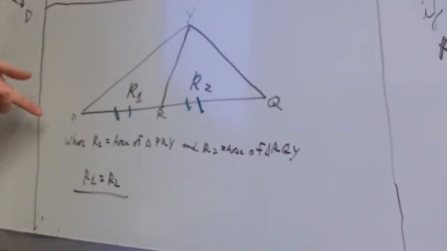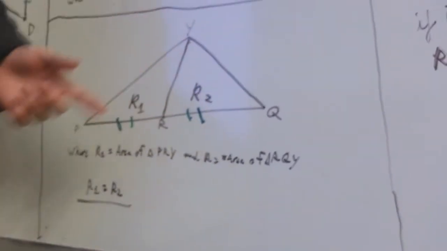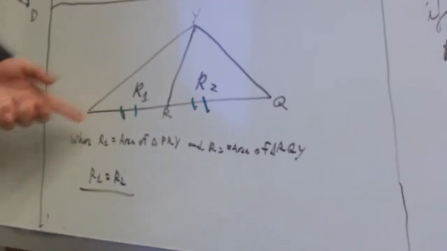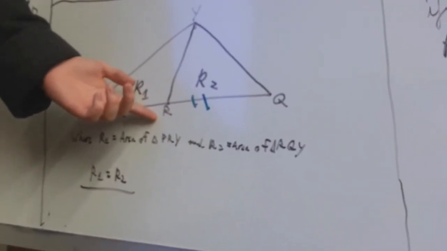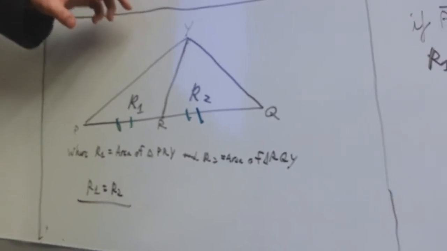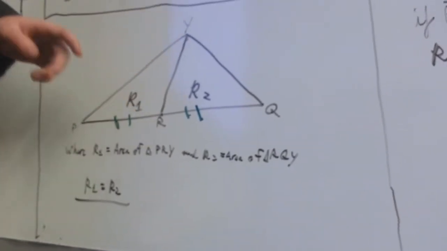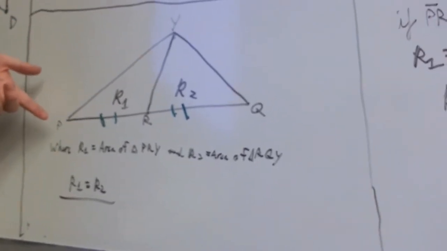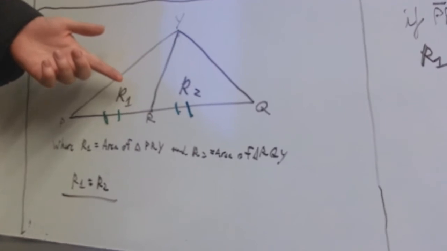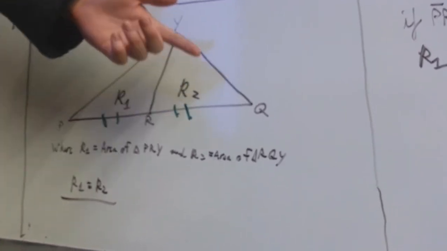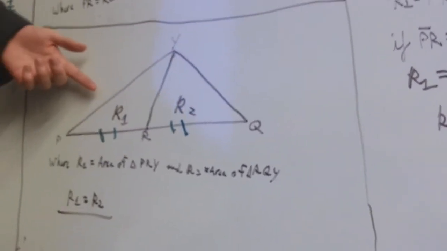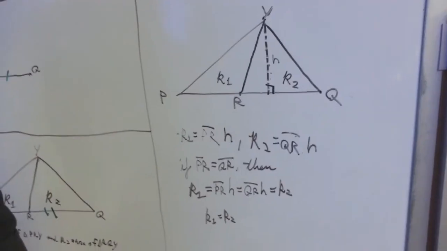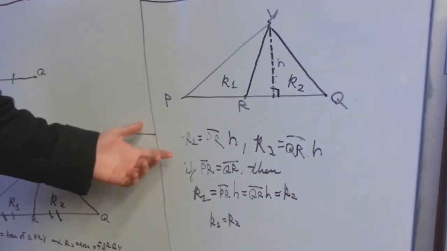quadrilateral. If you take any triangle, say PYQ, and you take a midpoint of any side, say the midpoint of P and Q, and you call that point R, and you draw a line from Y to R, from the midpoint to the vertex, then the area of triangle PYR and triangle RYQ will be equal, and they will be referred to as K1 and K2 respectively. There we go.